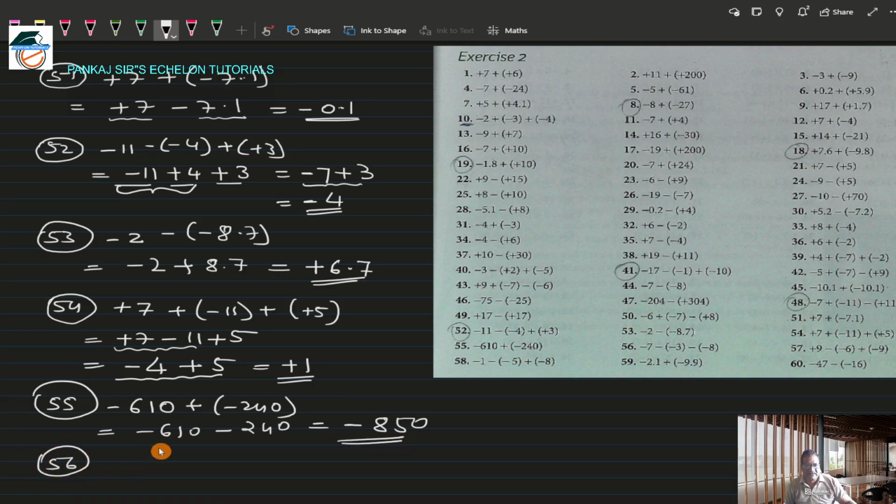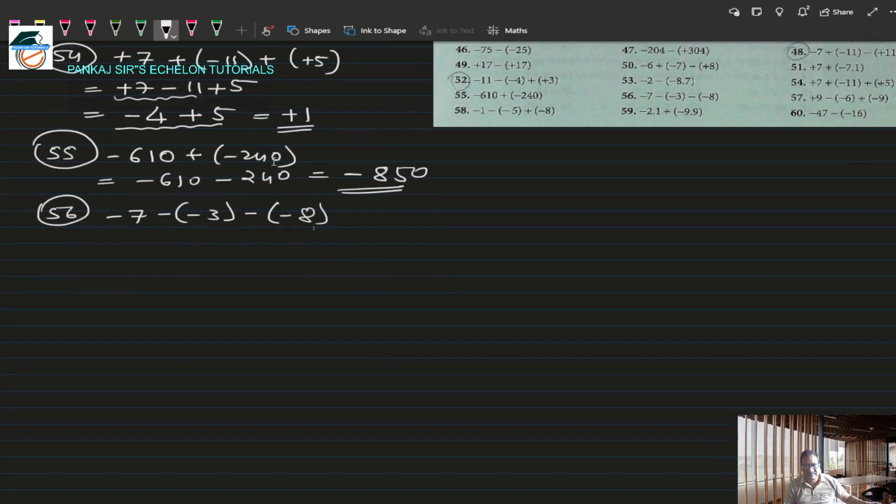56. 56 says it is a minus 7, then a minus of minus 3 in bracket, then a minus of minus 8 in bracket. Fine. Now, if I want to work this out, first I'll remove the brackets. So it will be minus 7 and then minus into minus is plus, so plus 3. And then again here minus into minus is plus, so it will be plus 8.